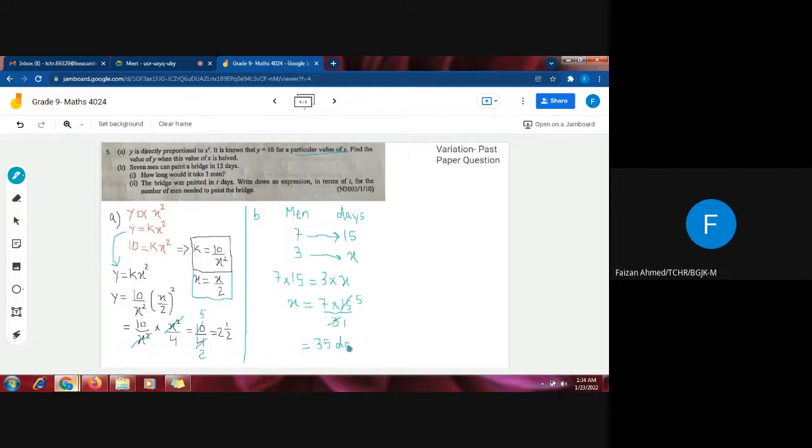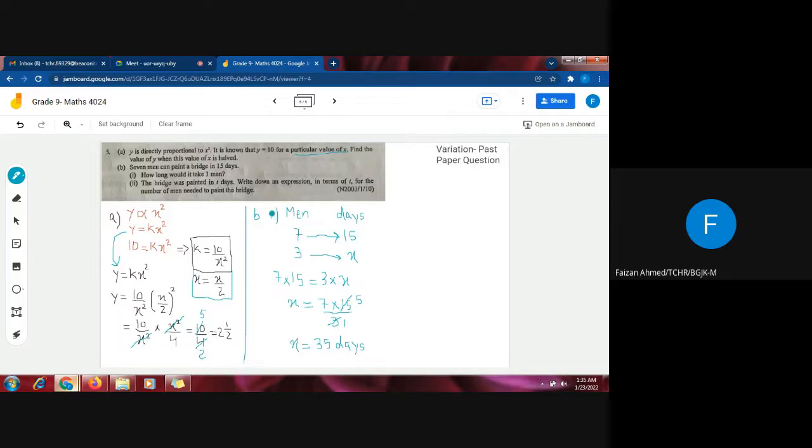Since this is a word problem, we have to write the statement as well. So we will write a statement like this. Since we have to find out how long it will take to paint the bridge, we will say that 3 men will take 35 days to paint the same bridge. So that was part B number 1.